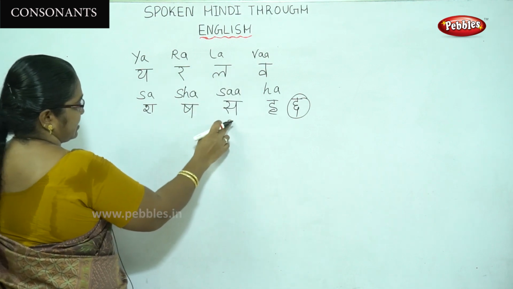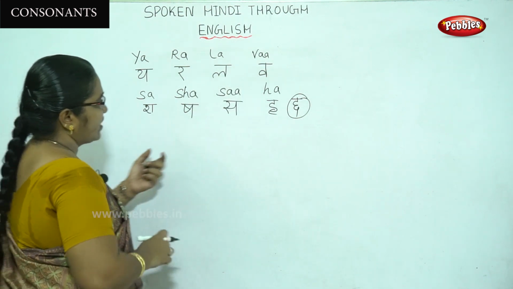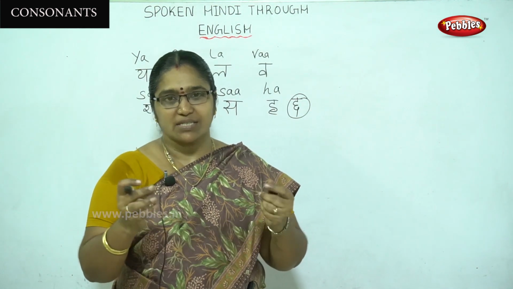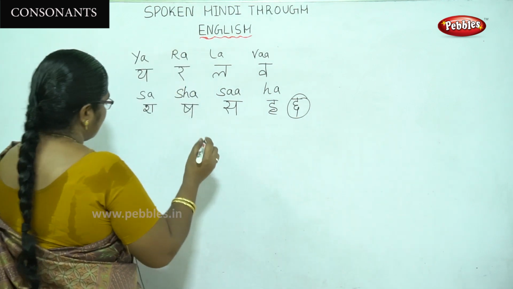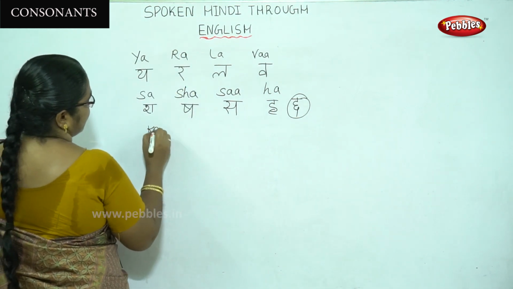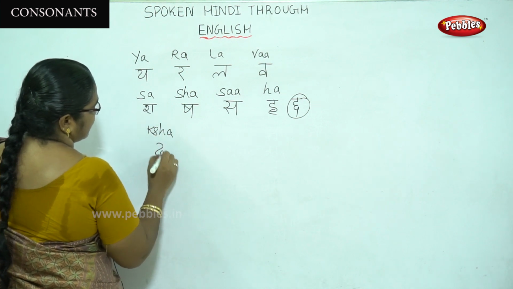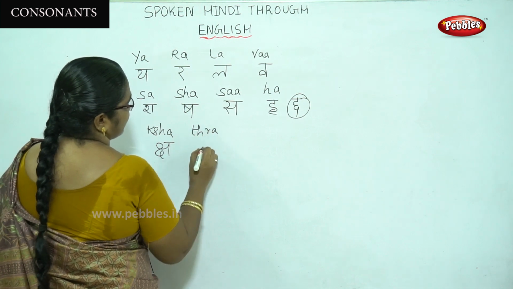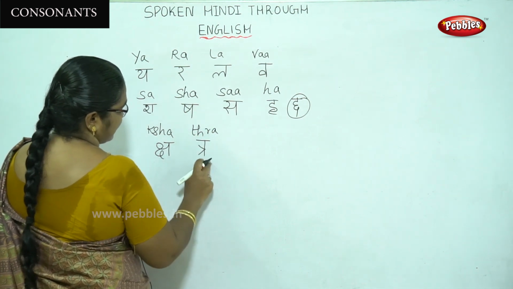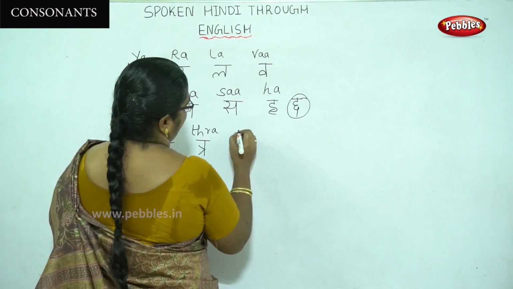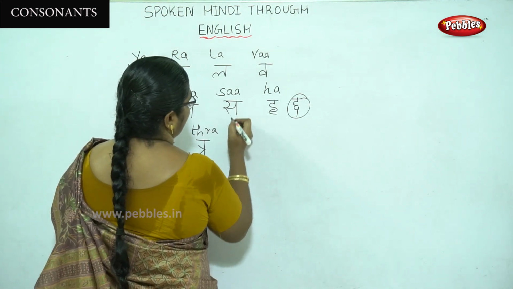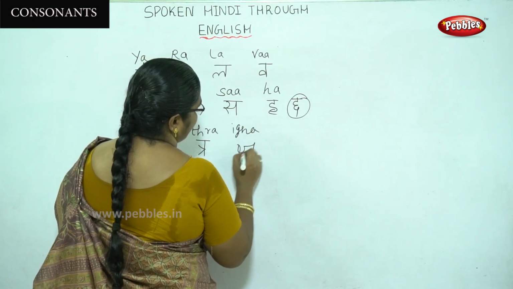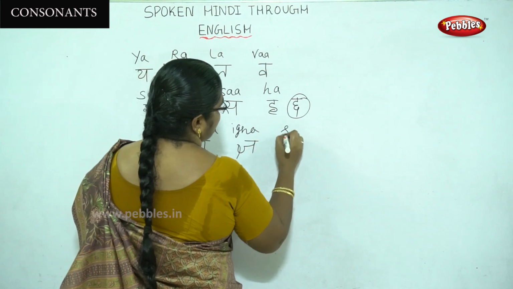Sa, sha, sa, ha. Here also we can end the Vyanjans, but we are having the conjuncts. Okay, conjuncts. See, conjuncts: ksha, tra, gya, stra. These letters are conjuncts.